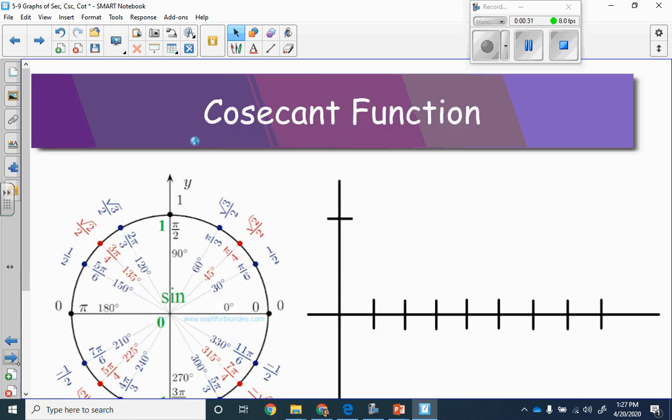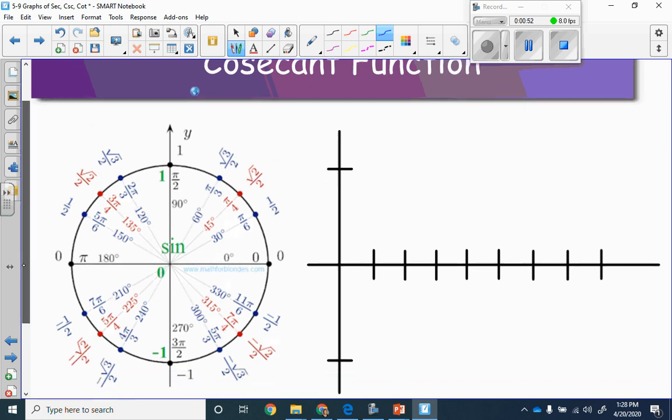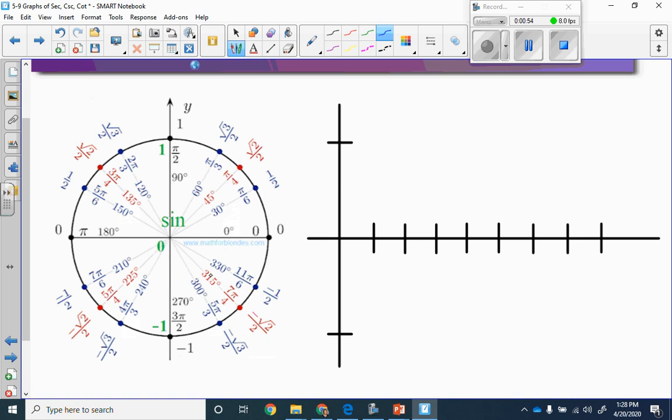And then I'm going to go back to using our unit circle to help us see what this graph is going to look like, and then see if we can find a little bit of a shortcut for it. So when you're looking at the cosecant, you are looking at the reciprocal of the sine function. So what I have here is our unit circle with all of our sine values, and we have to take the reciprocal of each of these.